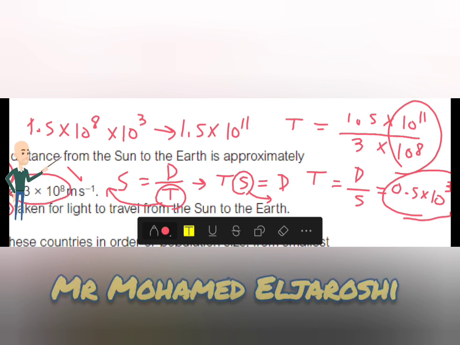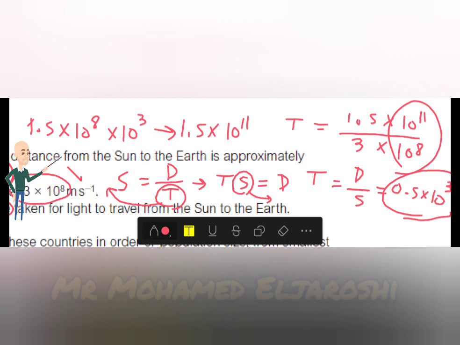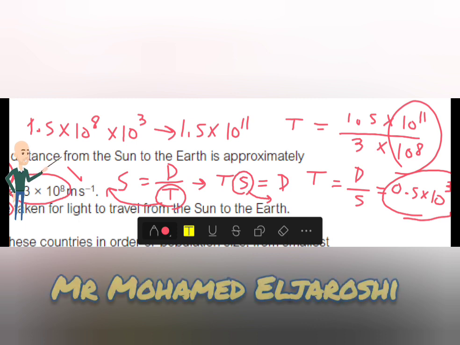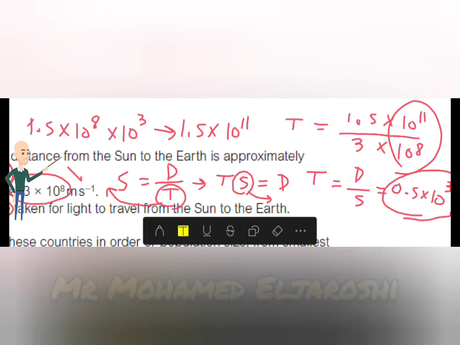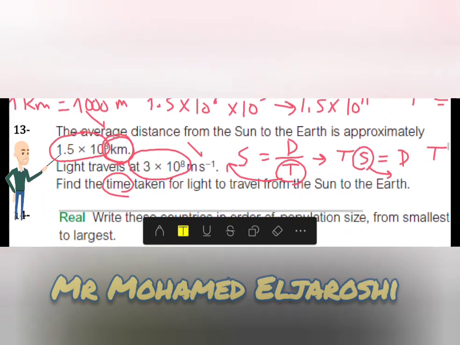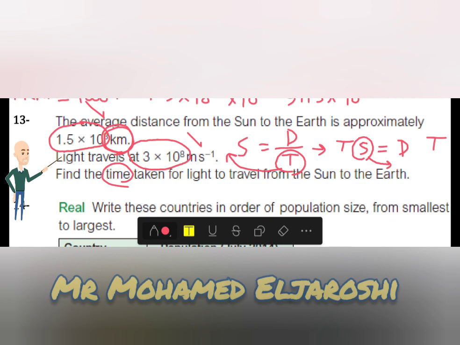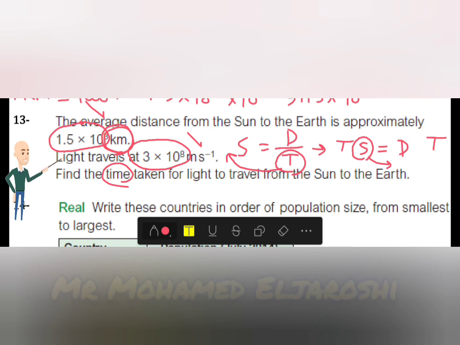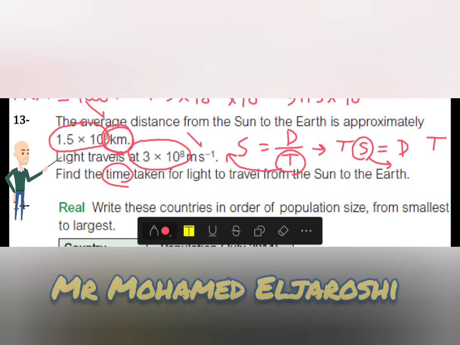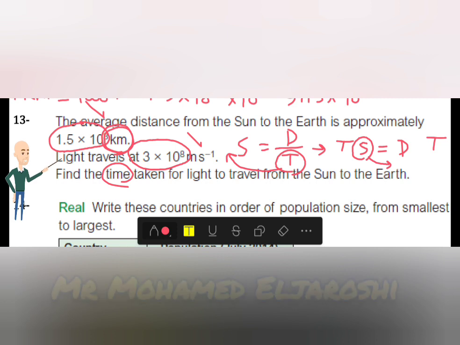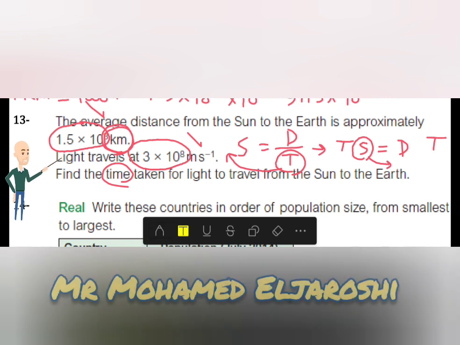Now, let me go to the next question. You have to focus, guys, on the questions, read them, and understand that we have to use the same units when we answer questions, especially with distance and speed, or time, distance, and speed. Now, let's take a look at question 14.